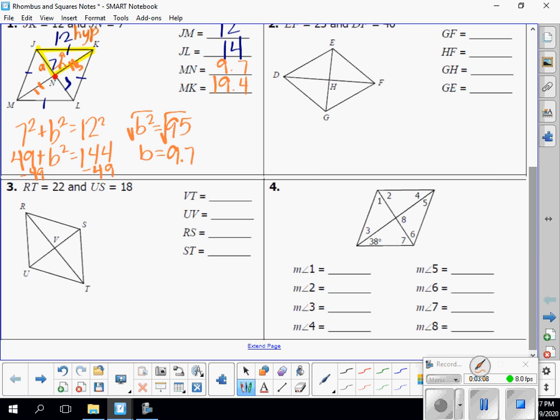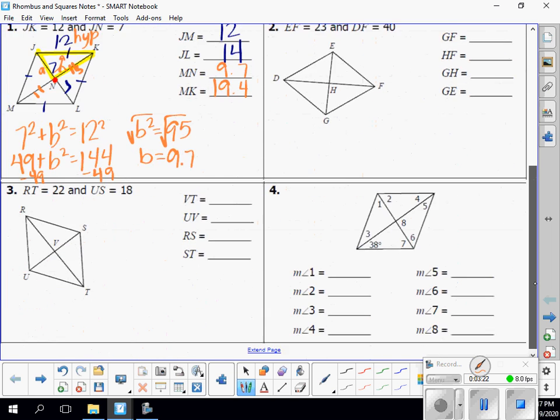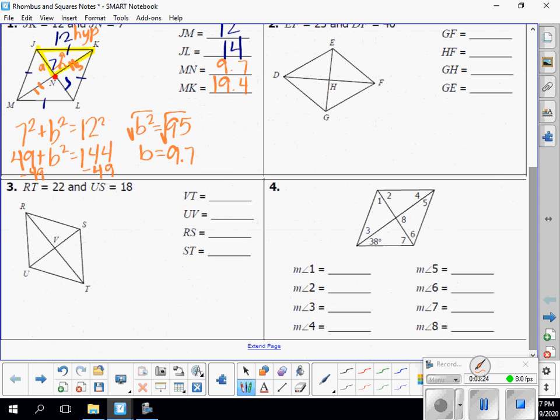On number 4, we're asked to deal with angles. And as far as angles are concerned, we see that opposite angles are congruent. That comes from parallelograms. We see that consecutive angles are supplementary. Again, that comes from parallelograms. And then we have a new one. It says our diagonals bisect opposite angles. What that means is our diagonals are cutting our angles in half. So 38 is getting cut in half on these guys, and I can do the same on the other ones. This would be my diagonals bisecting my opposite angles.